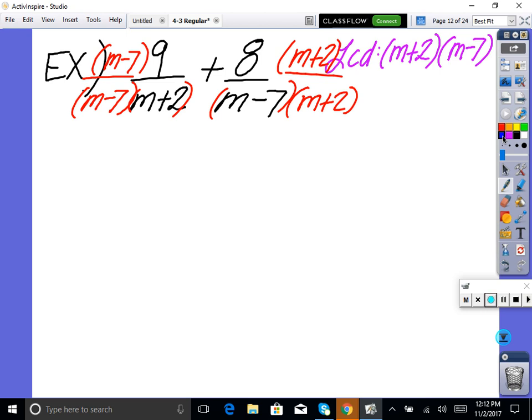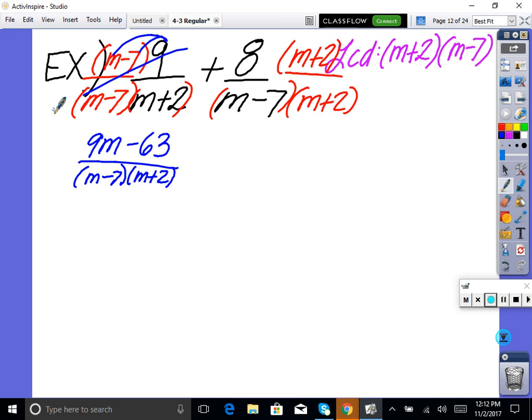Okay. 9 times n is 9n. 9 times negative 7 is negative 63, and that's all over n minus 7, n plus 2, right? We wouldn't want to then simplify because then we'd end right back up at the beginning. No, you're not the only one. I just had half of my honor students do that on their test and fail it. So we have plus 8n plus 16, correct, everybody? Yep. All over n minus 7 times n plus 2.